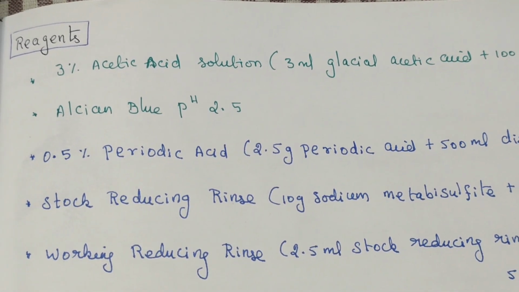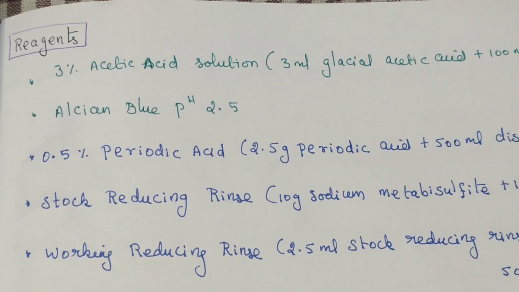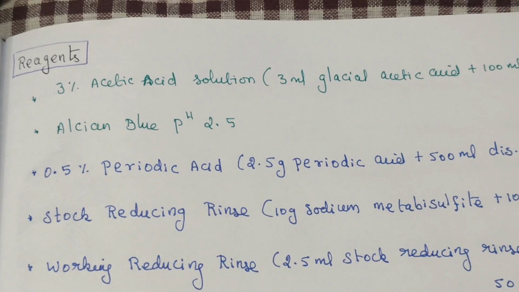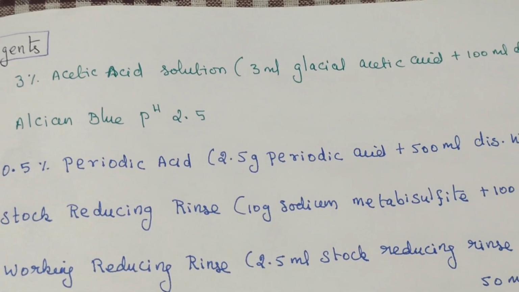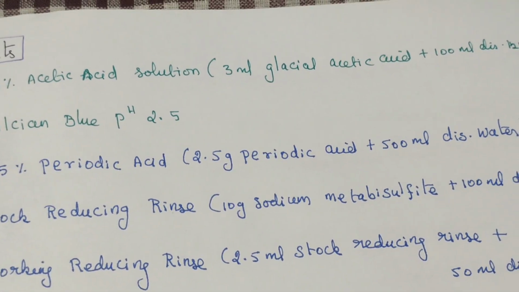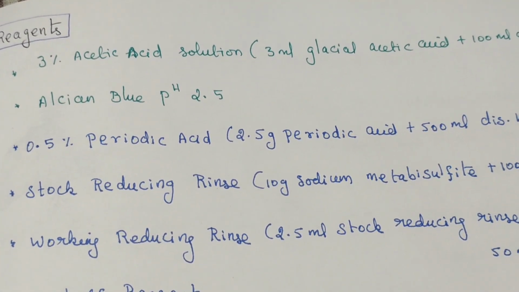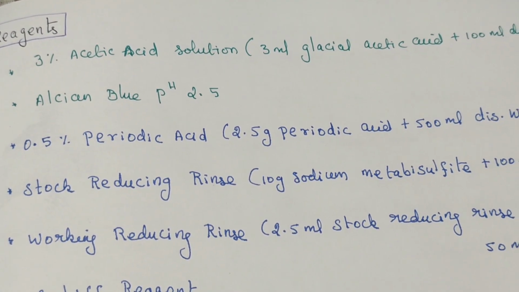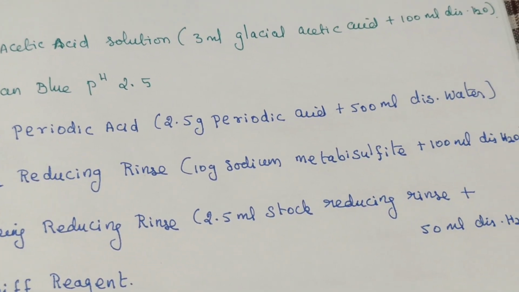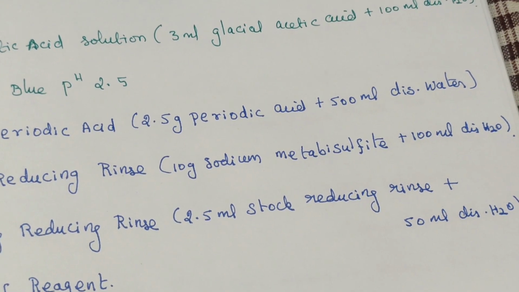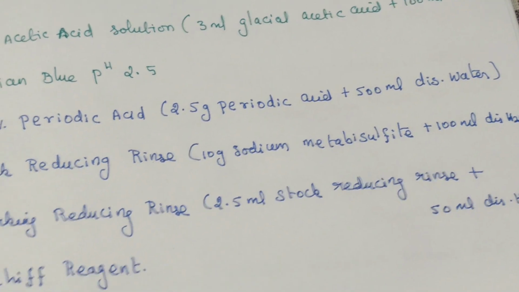Next, reagents for Alcian blue PAS hematoxylin: 3% acetic acid solution, containing 3 ml glacial acetic acid and 100 ml distilled water. Then Alcian blue pH 2.5, then 0.5% periodic acid, containing 2.5 grams periodic acid plus 500 ml of distilled water.